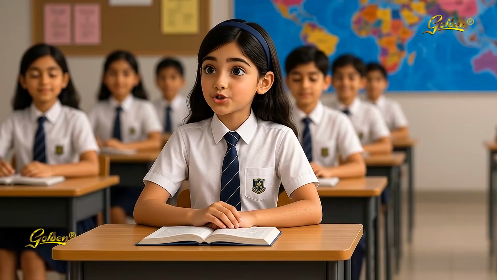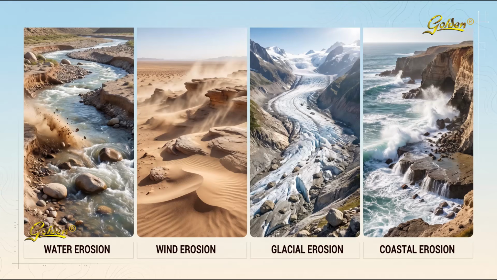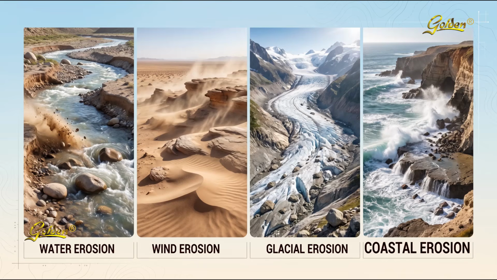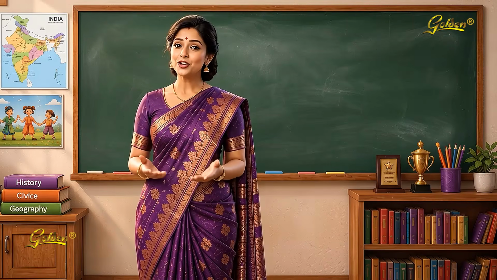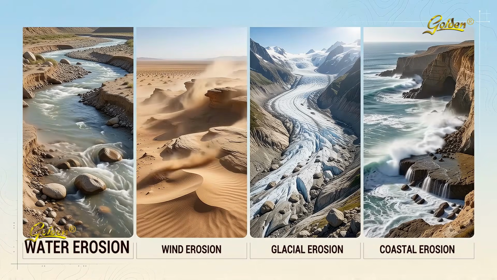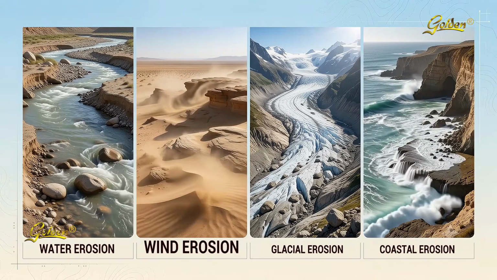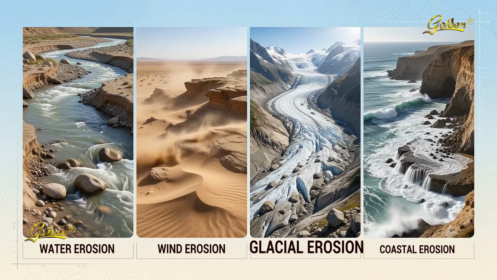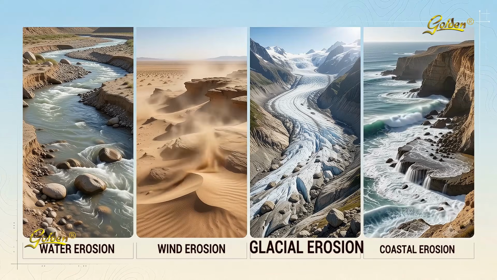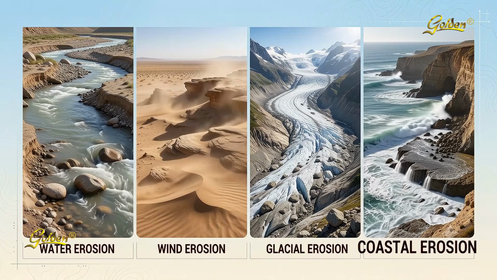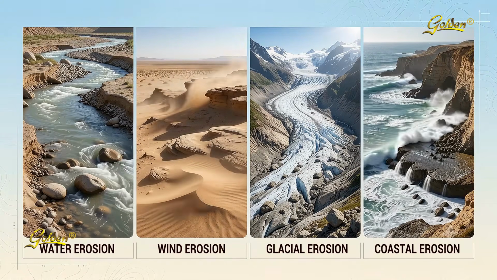What are the types of erosion? There are mainly 4 types of erosion: water erosion, wind erosion, glacial erosion, and coastal erosion. Does any of you know what these erosions are caused by? Yes, ma'am. Water erosion is caused by water bodies. Wind erosion occurs in dry and sandy areas. Glacial erosion takes place due to moving ice scapes. And coastal erosion occurs due to sea waves. You are absolutely right, Arvind.